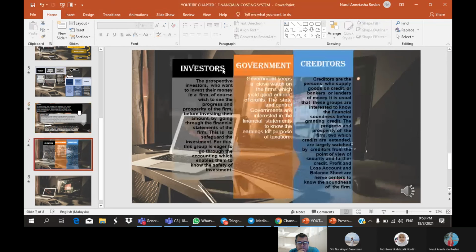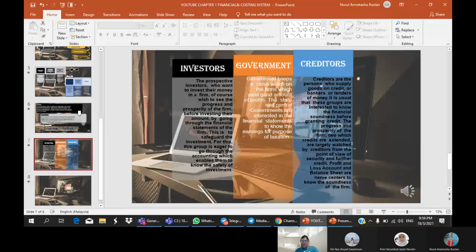Okay, for investors, the prospective investor who want to invest their money in a firm, of course, wish to see the progress and prosperity before investing their amount by going through financial statement of the firm. This is to safeguard the investment. They are eager to go through the accounting, which enables them to know the safety of investment.